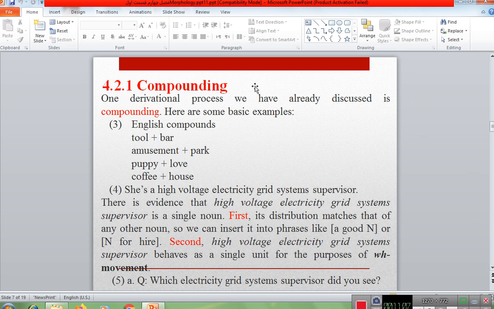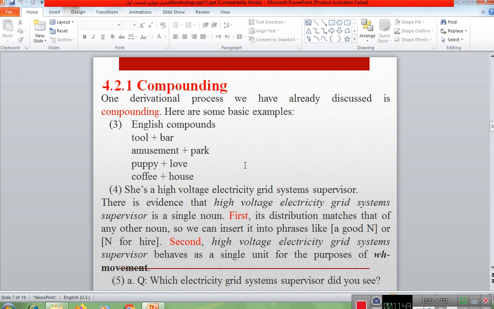What is compounding and the relationship between lexeme and the derivational processes like compounding? So one derivational process we have already discussed is compounding. You see here. So here are some basic examples. For example, look at the English compounds tool plus bar, amusement plus park, puppy plus love, coffee plus house: toolbar, amusement park, puppy love, coffee house.